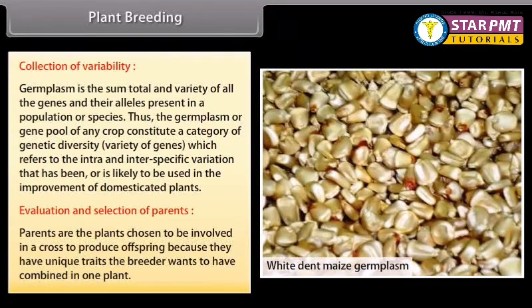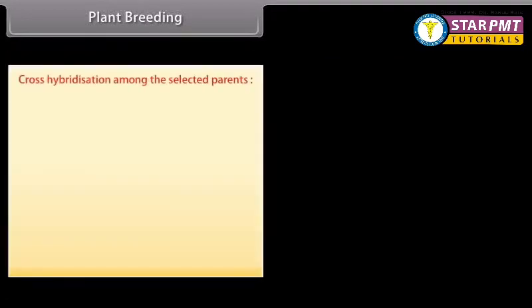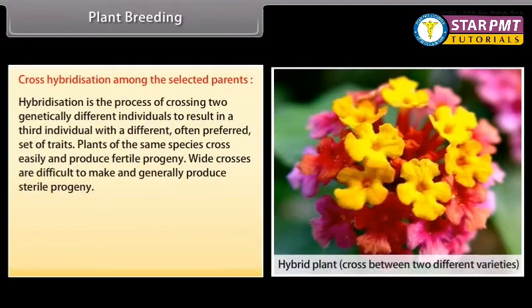Evaluation and selection of parents. Parents are the plants chosen to be involved in a cross to produce offspring because they have unique traits that the breeder wants to have combined in one plant. Cross hybridization among the selected parents. Hybridization is the process of crossing two genetically different individuals to result in a third individual with a different, often preferred set of traits. Plants of the same species cross easily and produce fertile progeny. Wide crosses are difficult to make and generally produce sterile progeny.